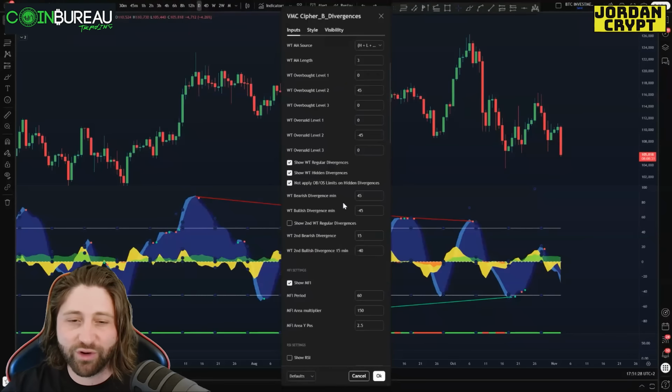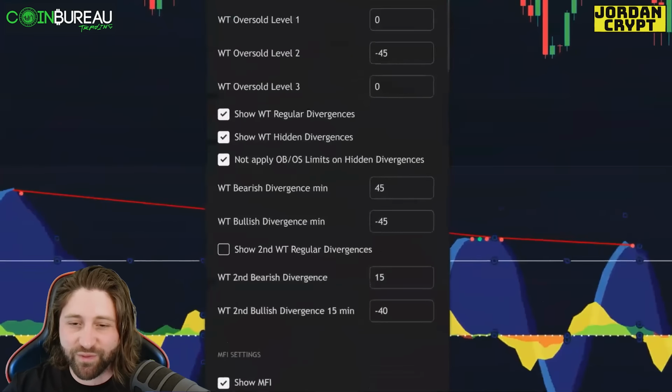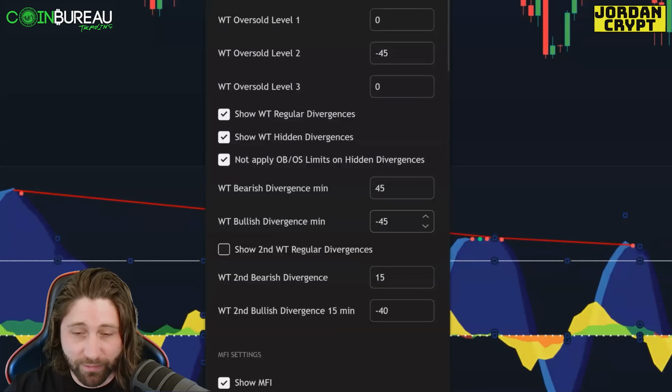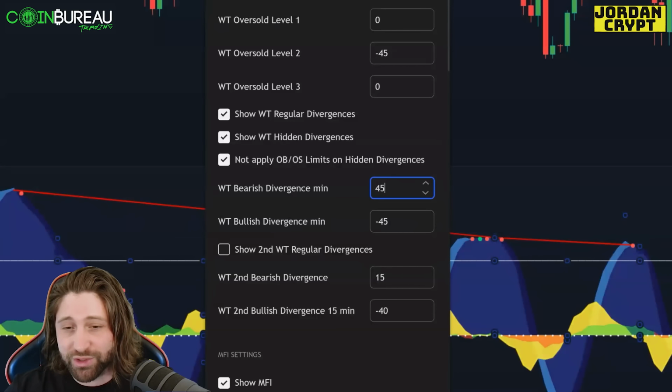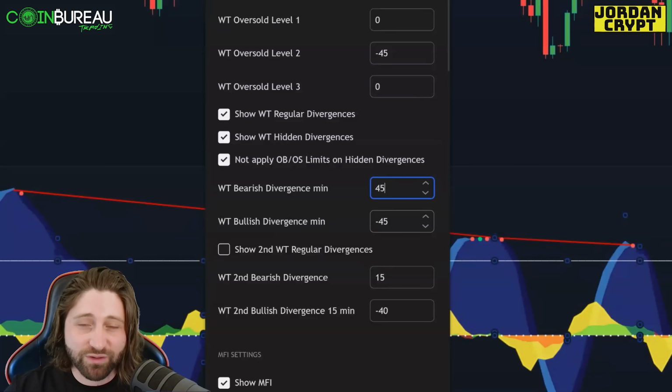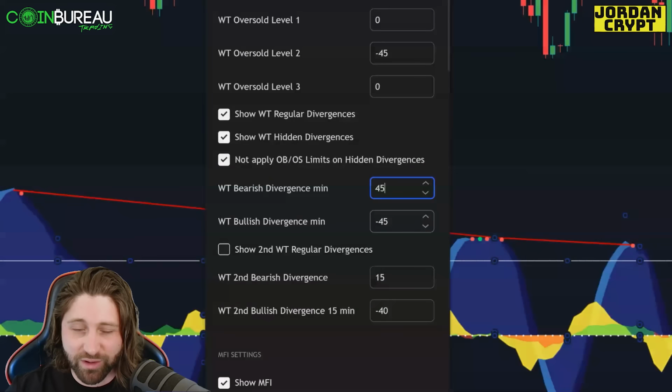One specific setting I would recommend on this indicator for these wave trend divergences is to make sure that your wave trend bearish divergence minimum is 45 and your wave trend bullish divergence minimum is minus 45. For more conservative traders, you can put this to 60, and the less conservative traders might want to lower this, although I wouldn't recommend it unless you're highly experienced.